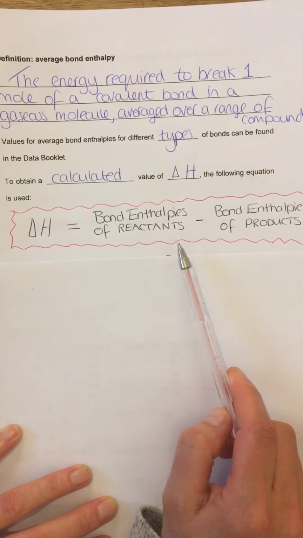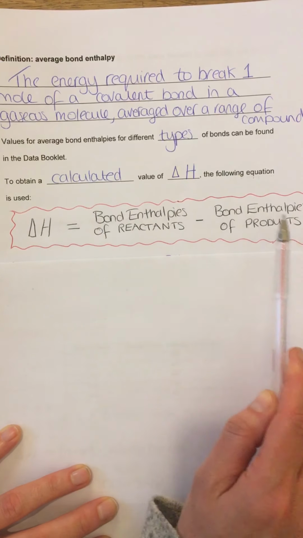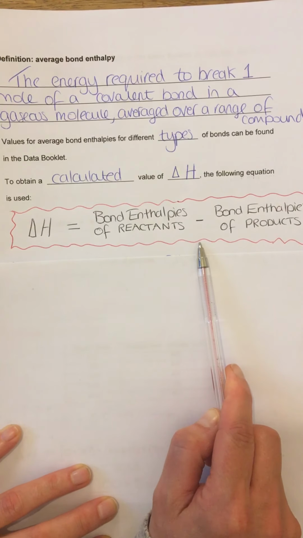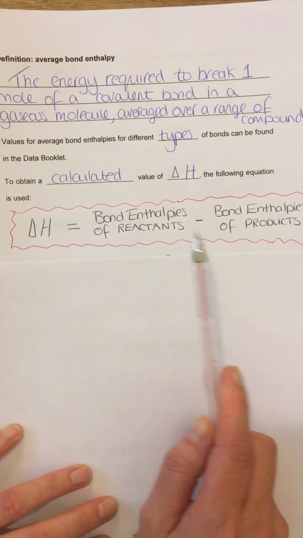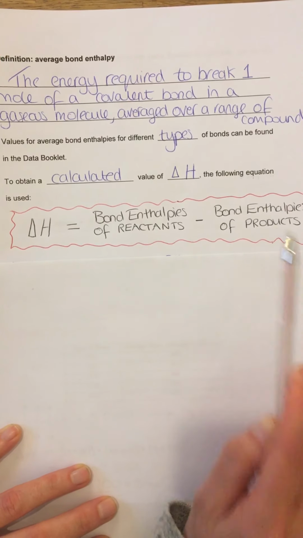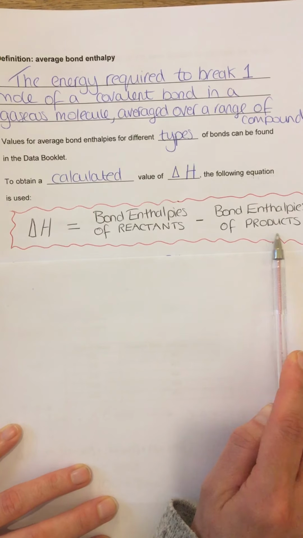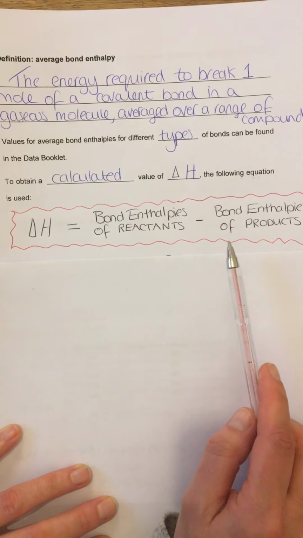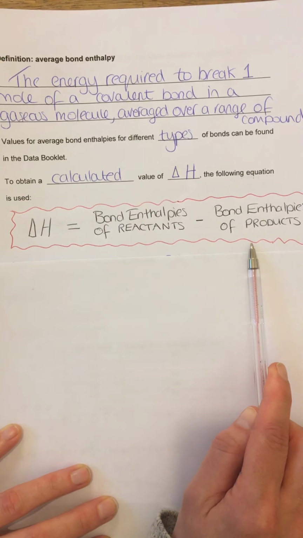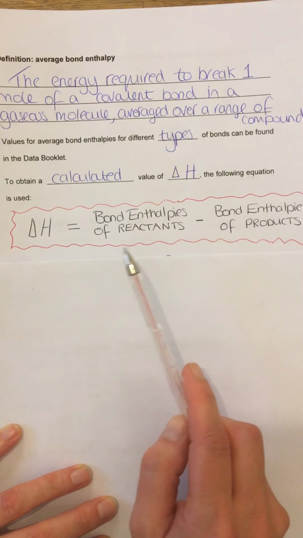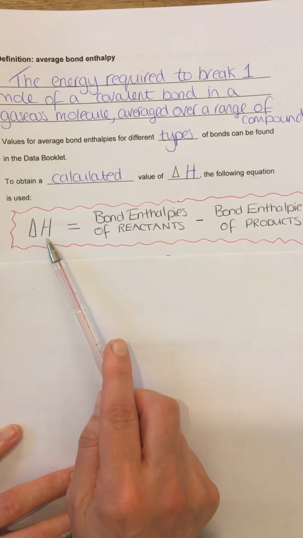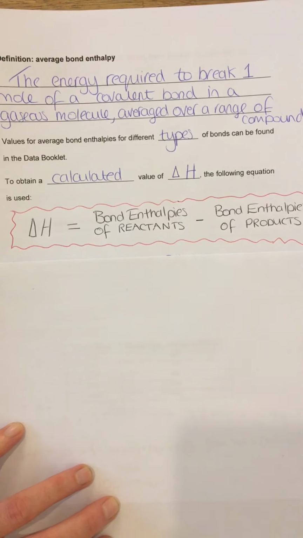Be careful here, because if you remember that other equation we had when we were using enthalpy of formation values, it was products minus reactants. Now it's reactants minus products. So it's the other way round to the enthalpy change of formation value method of working out delta H. So just one to watch out for.